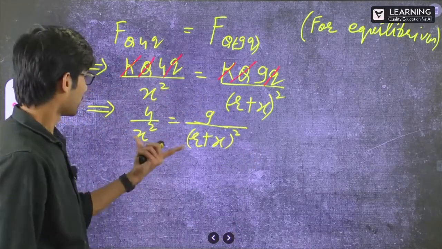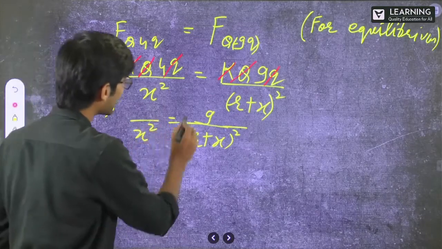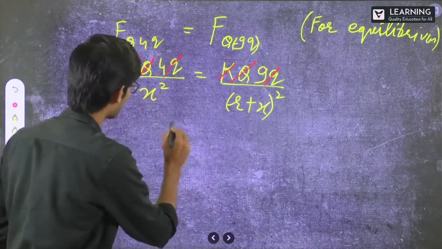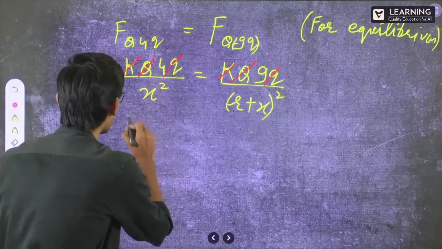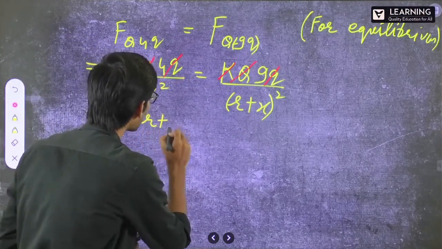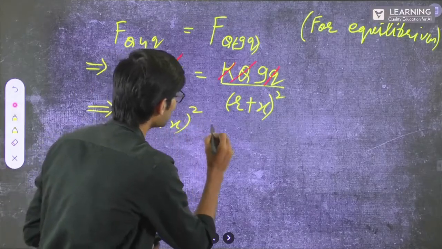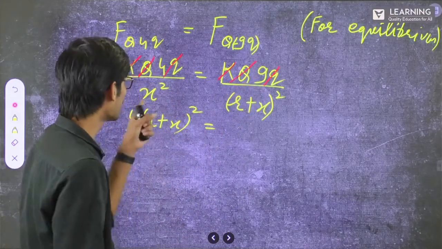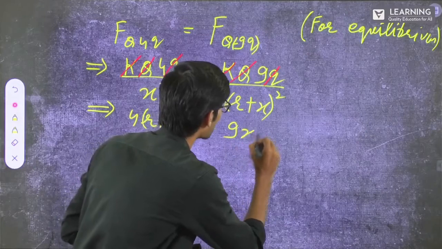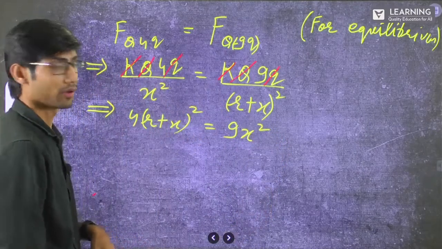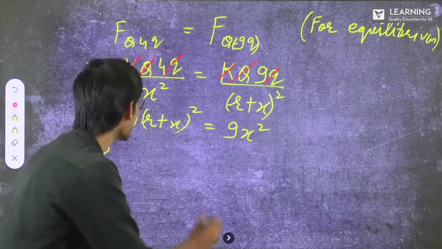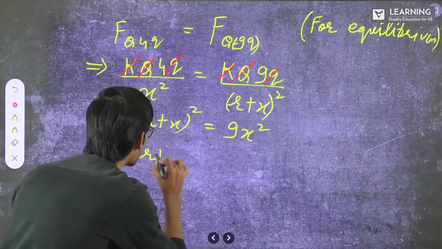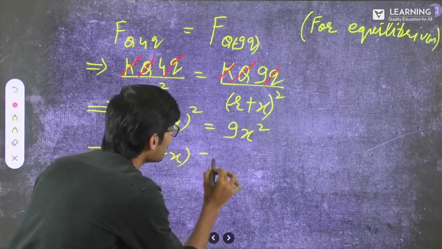Now instead, I can directly write: if I cross multiply this, r plus x whole square, taking this side, it will be 4 into (r plus x) whole square, that is equal to 9 into x square. Now, if I take the square root of both the sides, how much will I get? 2 into (r plus x) is equal to 3x.